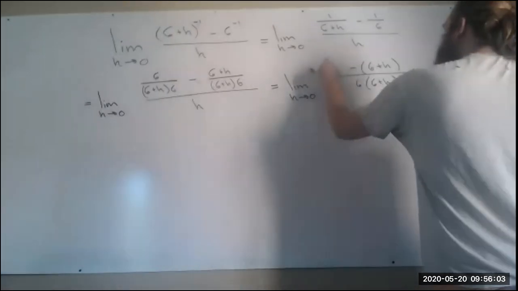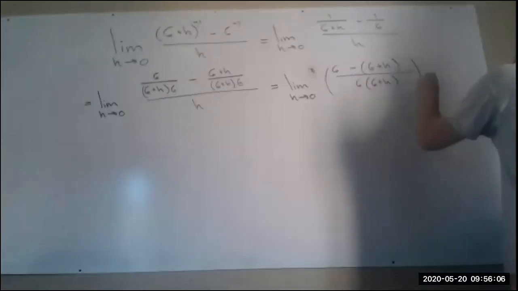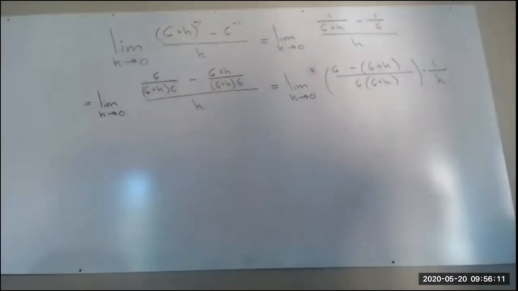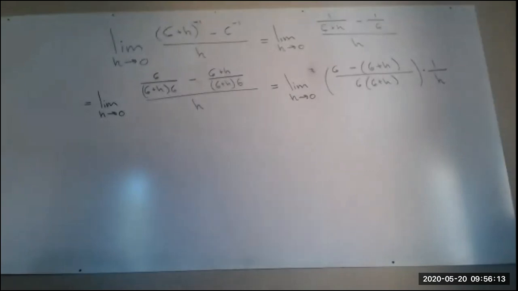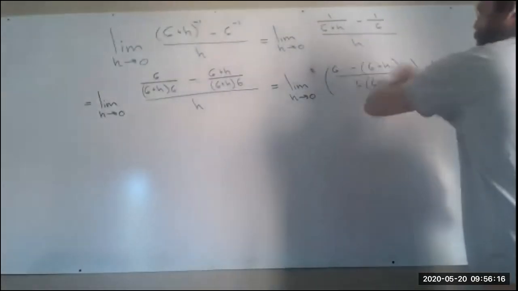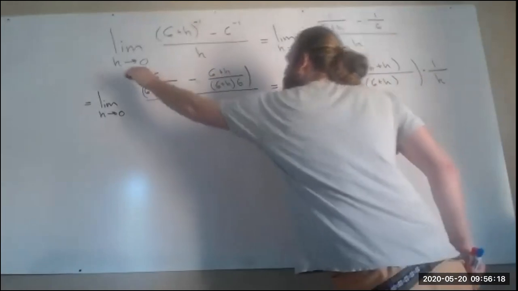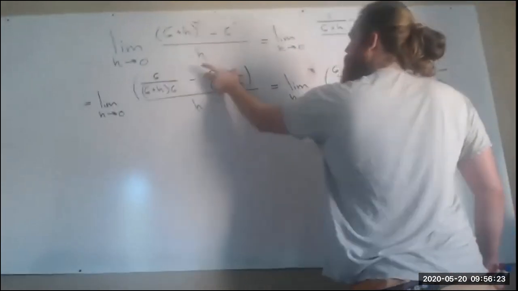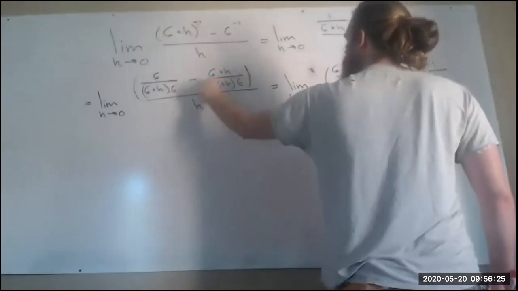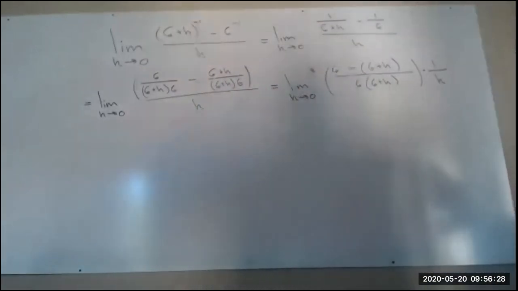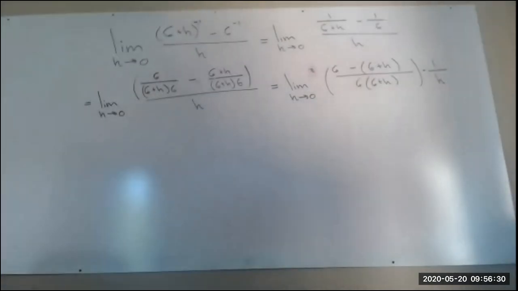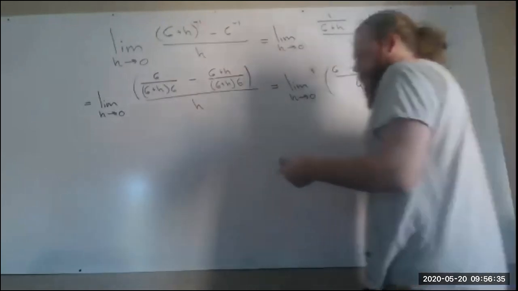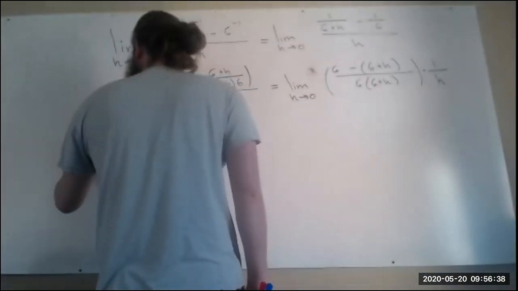And all of this is being divided, and I'm going to stop writing it like that and start writing it as multiplied by 1 over h, because it just feels less clunky. So this big parentheses here is all this stuff. After I combine the two fractions, the numerator is 6 minus 6 plus h, and this goes in parentheses because the fraction is a grouping symbol. And then when I distribute this negative, that'll be 6 minus 6 minus h.